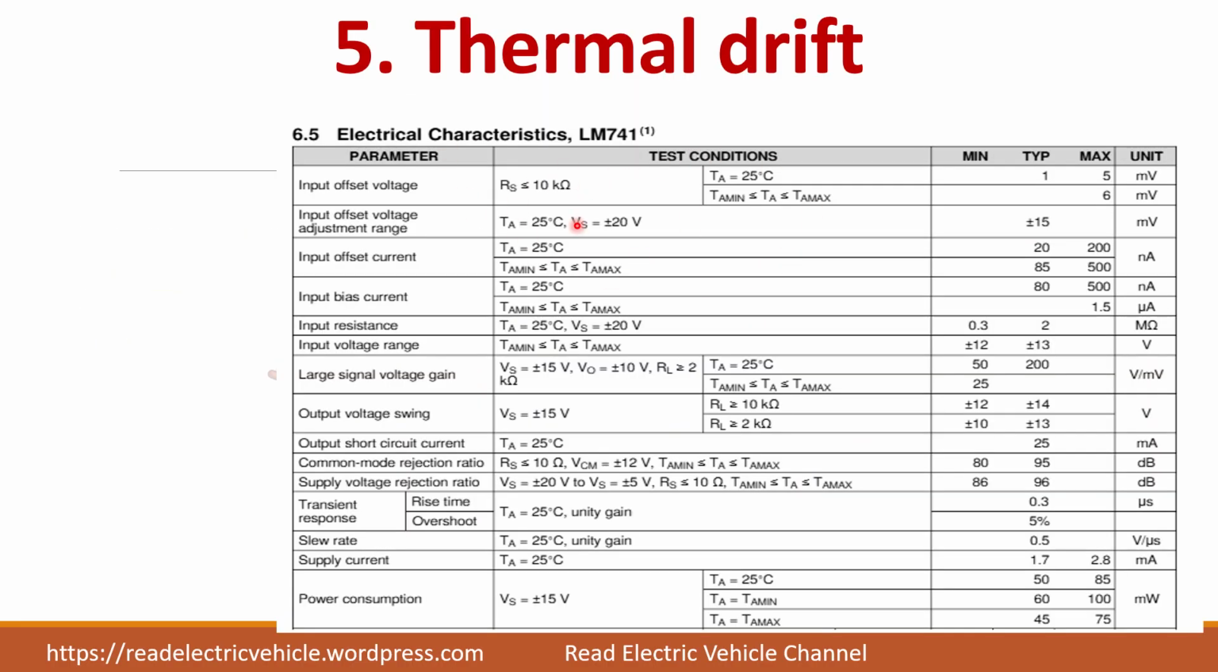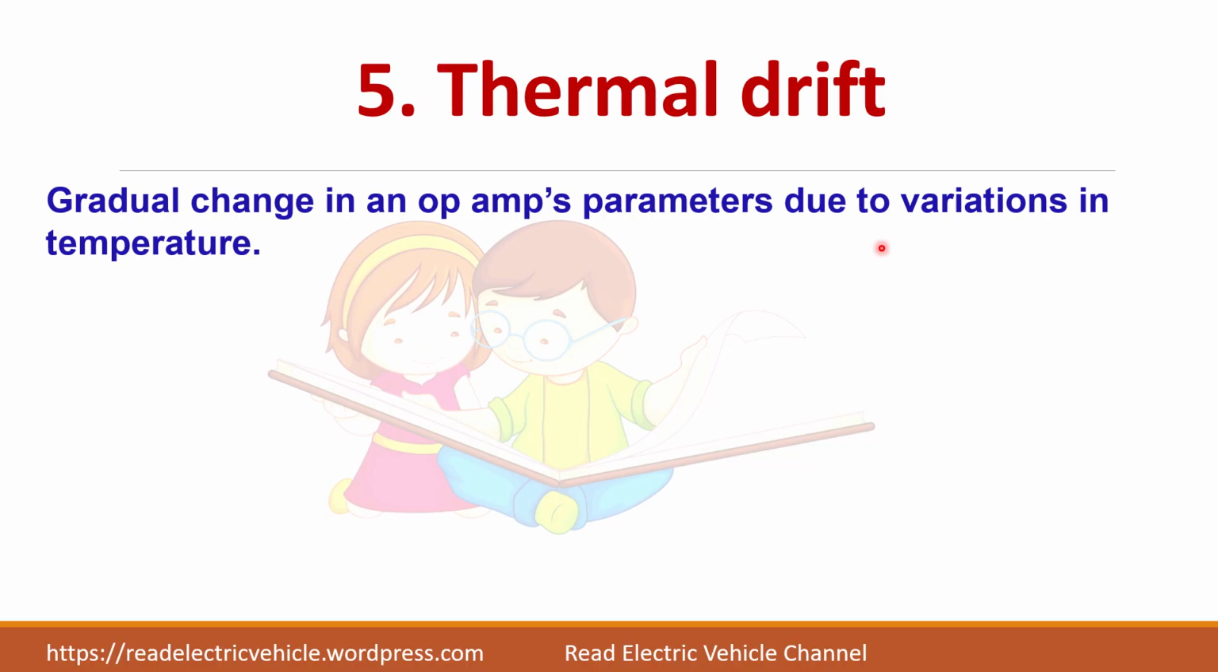You can see the data sheet here. Most of the parameters which you have seen, offset voltage, offset current, bias current, input resistance, everything is specified for 25 degrees. The tested condition is only 25 degrees Celsius. If the temperature changes, there will be a change in these parameters. Because it is already in millivolts, due to the temperature change it may change. The gradual change in the op-amp's parameters due to variation in temperature is called the thermal drift.